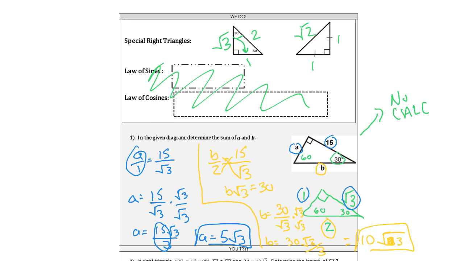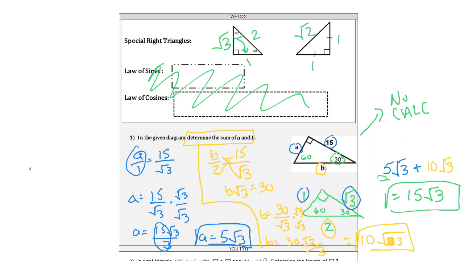So I would always go back and just double check the question, determine the sum of A and B. Well, A is 5 radical 3 plus B was 10 radical 3. And just like 5x plus 10x, this would combine and give me 15 radical 3. Combine like terms, which are the numbers outside.